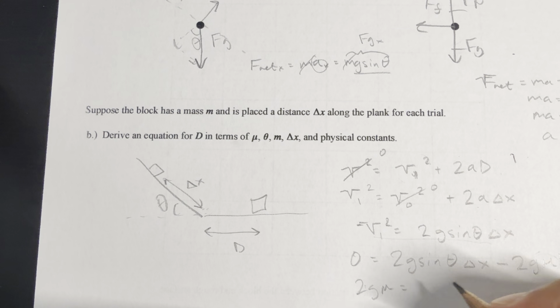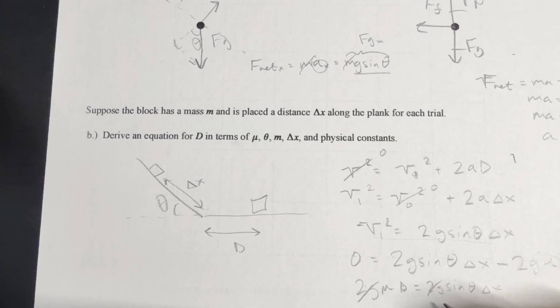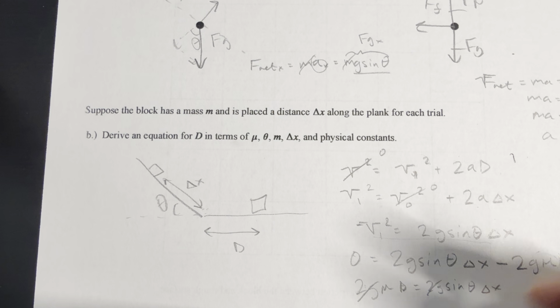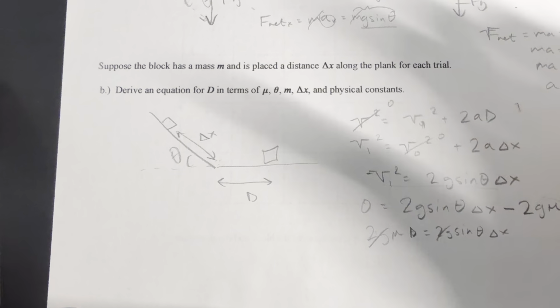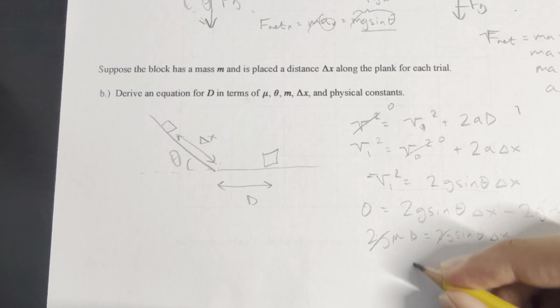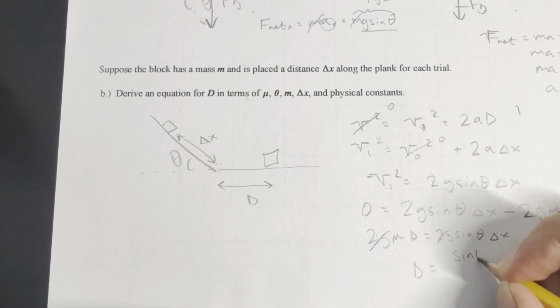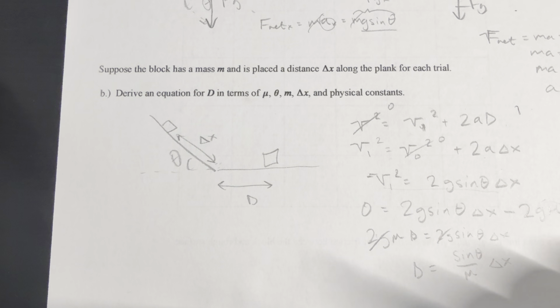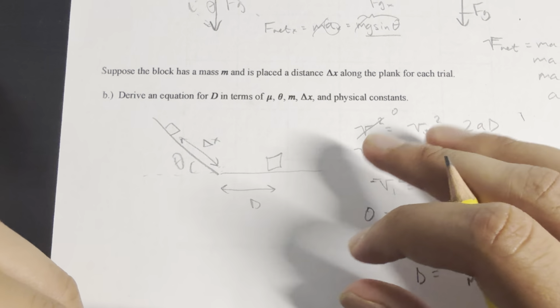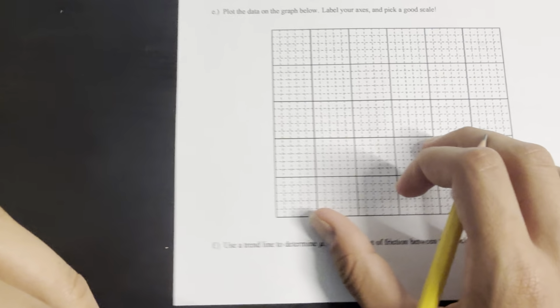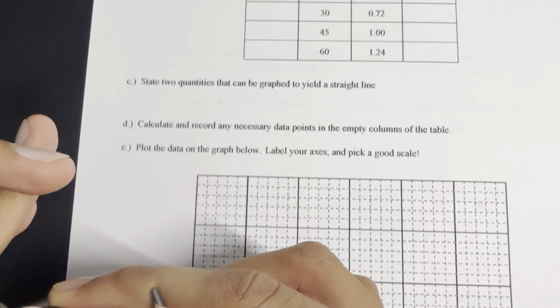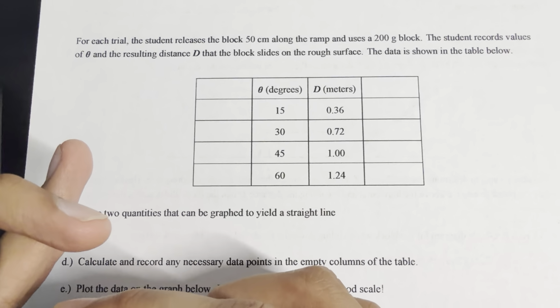2g mu d is going to equal 2g sine theta times delta x, and you notice the 2g's cancel out. Let me just slide the paper over. I'm going to get d is going to equal sine theta over mu times change in x. So yeah, let's flip over to the next part of this.